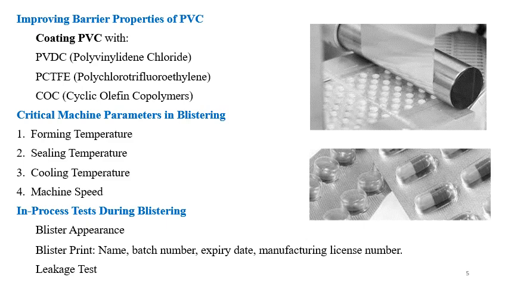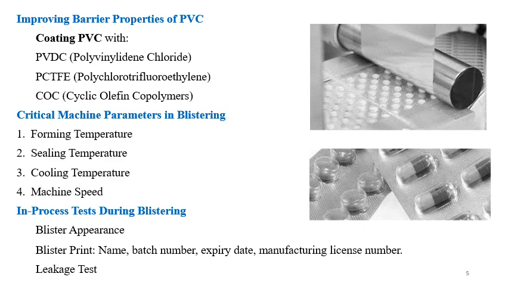PVC is considered to be the least protective in a blister type, and if you are using PVC and the product is stable, that means the product is robust when it comes to its stability. PVC can be improved by the use of barrier materials like PVDC, that is polyvinylidene chloride, PCTFE, that is polychlorotrifluoroethylene, and COC, that is cyclic olefin copolymers. So by using these barriers, PVC properties can be improved.